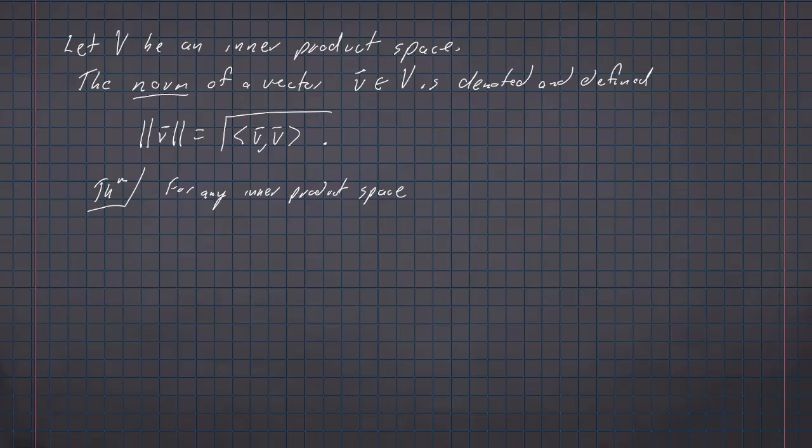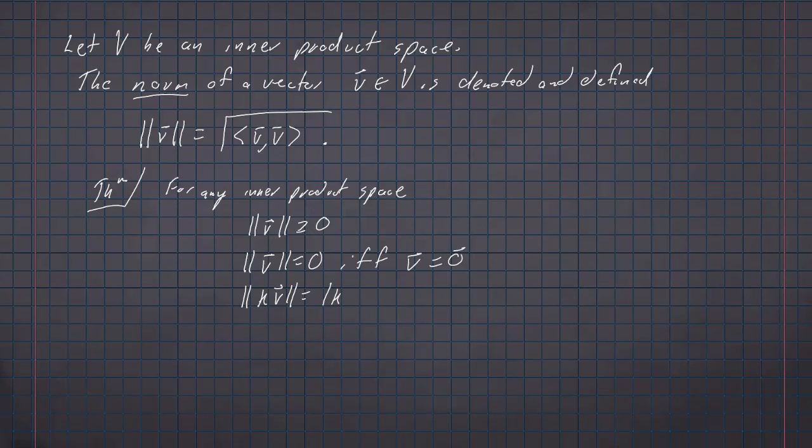A couple of properties of the norm. For any inner product space, the norm of V is always greater than or equal to 0. The norm of V is equal to 0 if and only if V itself is the 0 vector. And the norm of K times V is equal to the absolute value of K times the norm of V for any real number K.